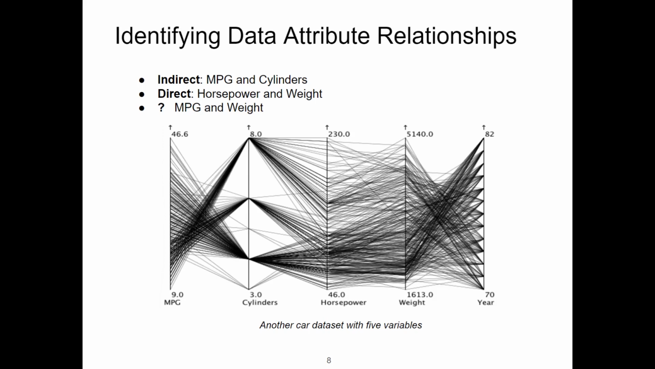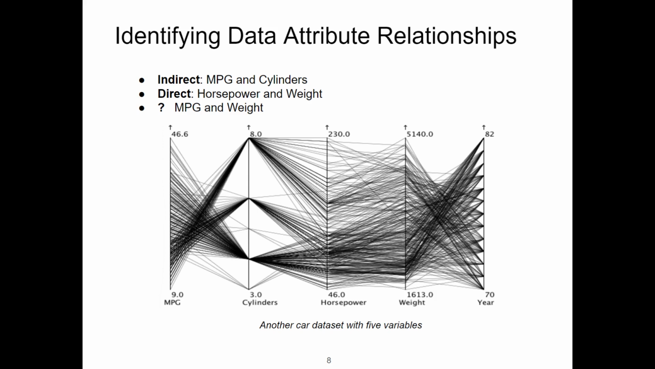Identifying the data attribute relationship. The data attribute relationship can be defined as direct and indirect relationships or no relationship. This image also shows a similar car dataset with 5 attributes. If one data attribute value increases and the neighboring axis value decreases, this is how we find an indirect relationship in the parallel coordinates. When we look at the axes of mpg, miles per gallon, and cylinders, in general, as mpg increases, the number of cylinders decreases. Therefore, we define this as an indirect relationship.